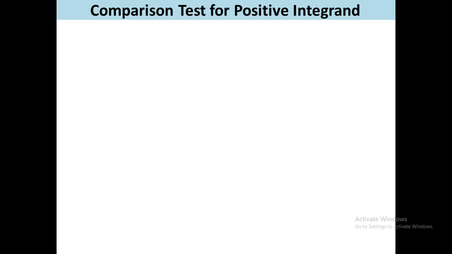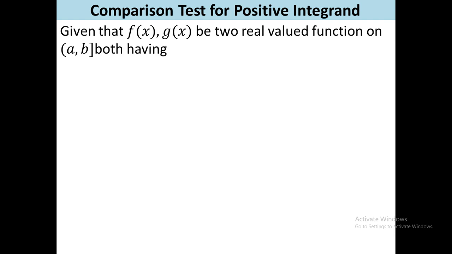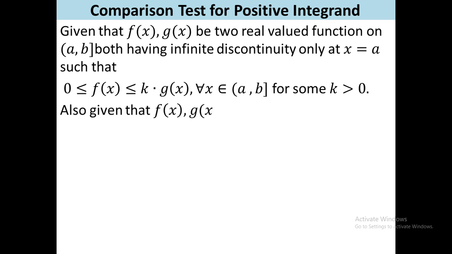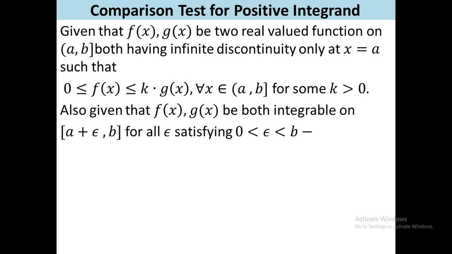Now we will go into the proof. Given that f and g are both real valued functions on the half-open interval (a, b] having infinite discontinuity at x equal to a such that 0 is less than or equal to f(x) less than or equal to k g(x), it is given in the question. Also given that f and g are both integrable on a plus epsilon to b for all epsilon satisfying 0 less than epsilon less than b minus a. These are given, all the portions are given: f(x) less than or equal to k g(x), and both are integrable on a plus epsilon to b where epsilon is that, and both functions have infinite discontinuity at x equal to a. Okay, now this is the proof.